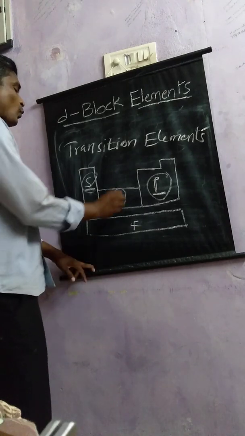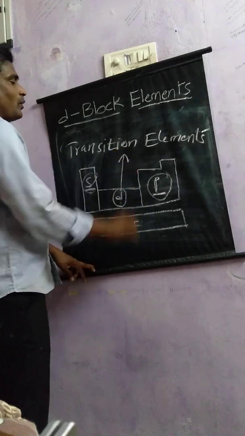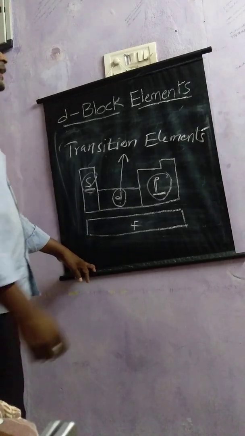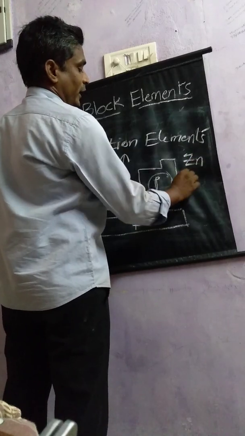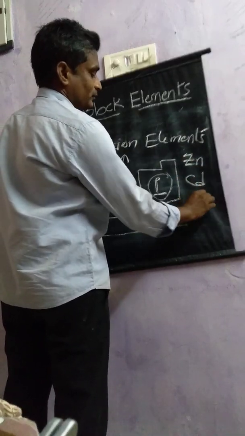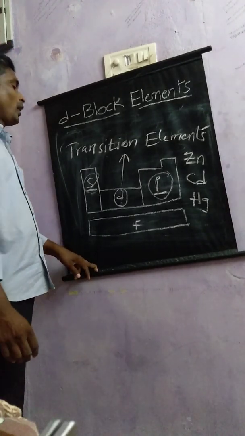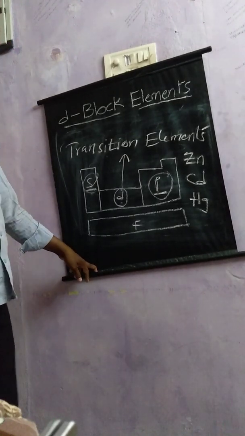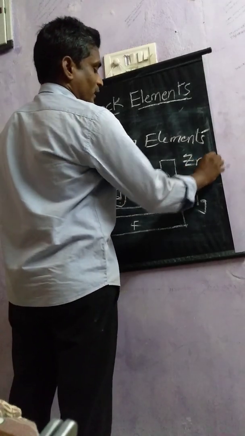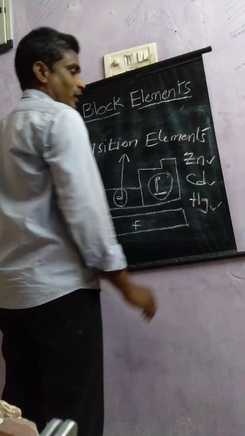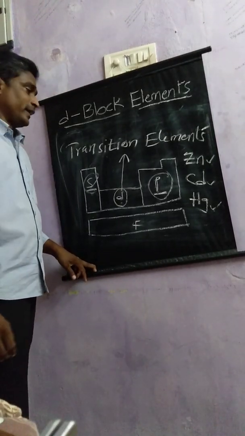So that is the reason why all D block elements except zinc, cadmium and mercury are called transition elements. Why are zinc, cadmium and mercury not transition elements? That we will discuss later.